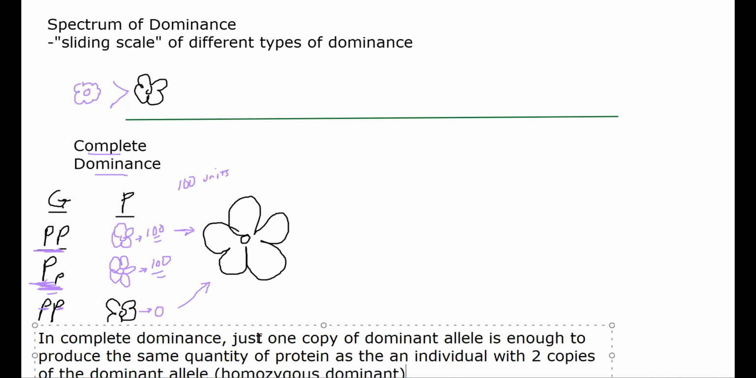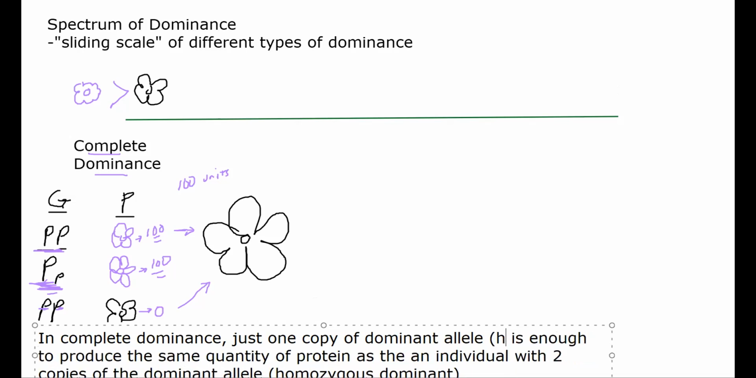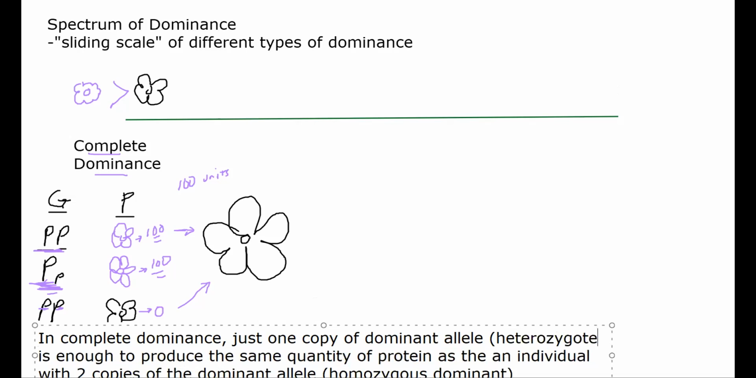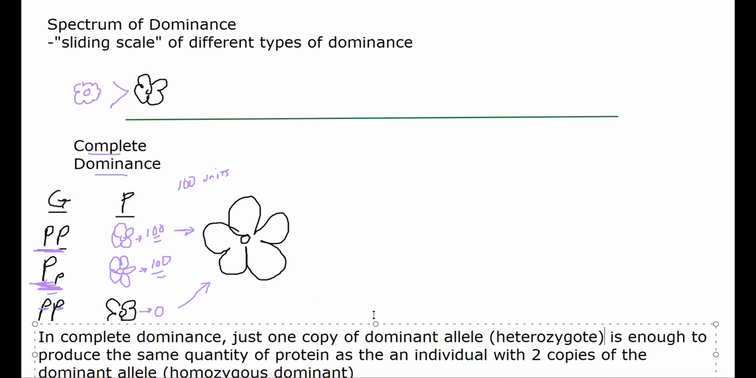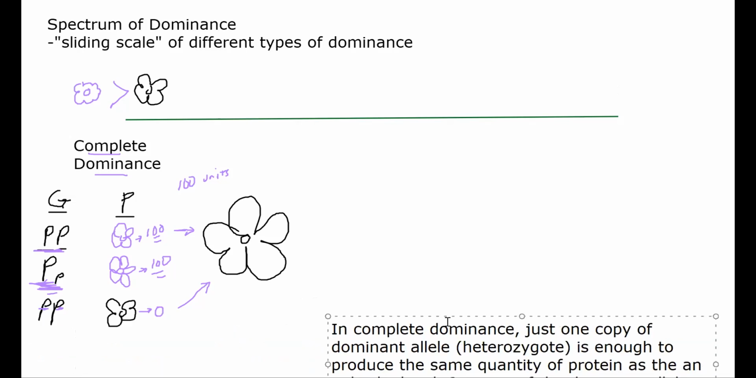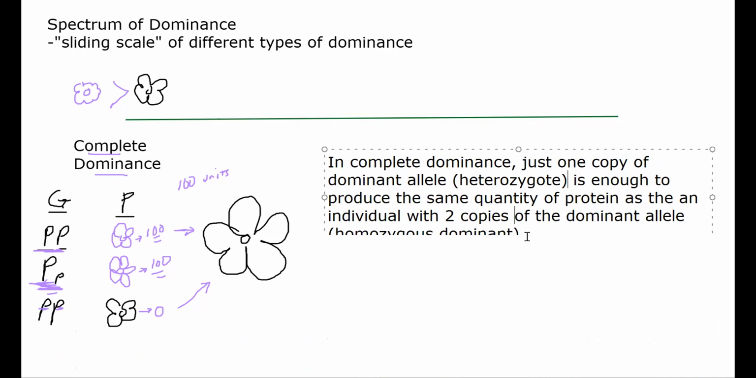So the individual that has one copy of the dominant allele, that's the heterozygote, right? And that's going to be an important thing that we're going to point out today. If you're trying to figure out what kind of dominance is being used here, simply look at the heterozygote. If the heterozygote looks the same as the homozygous dominant individual, then you know this is a case of complete dominance.